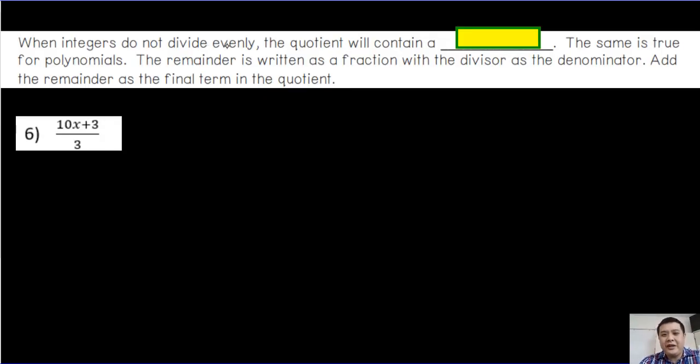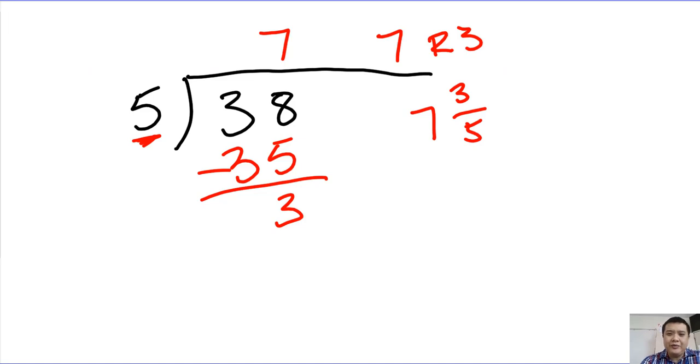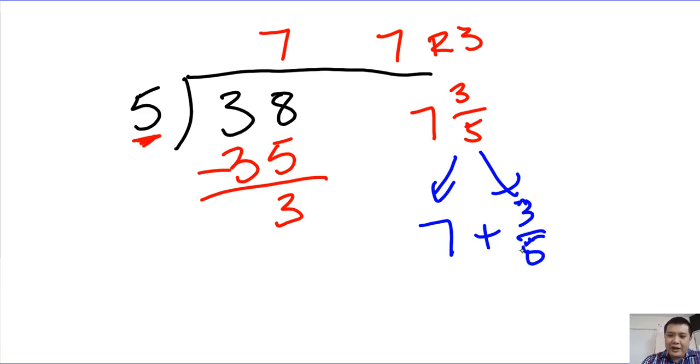When integers do not divide evenly, the quotient will contain a remainder. The same is true for polynomials. The remainder is written as a fraction with the divisor as the denominator, and added as the final term in the quotient. So just like how here we had a remainder of 3, we put it over 5 and added it on right here. So this is the same thing as 7 plus 3/5, right?